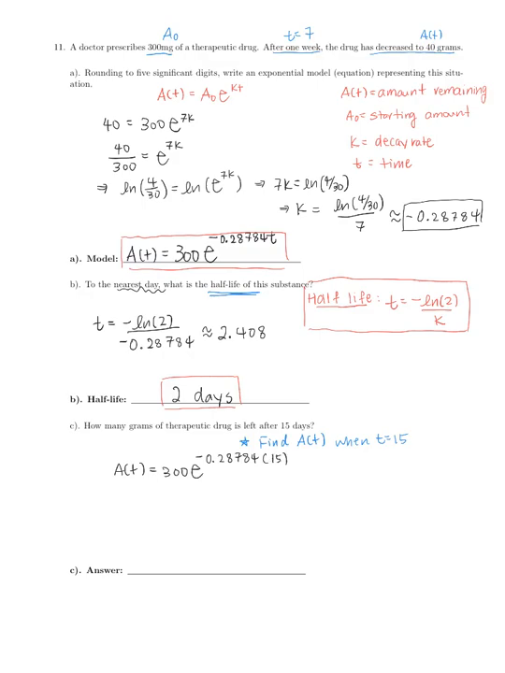Okay, so type that in the calculator. I got this number to be approximately 3.99955. So how many grams of the therapeutic drug is left after 15 days? It's about 4 grams.